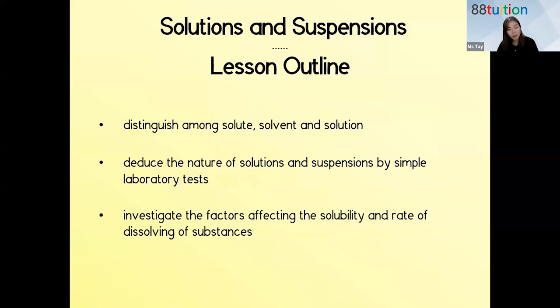Now you need to understand the terms solute, solvent, and solution. Each of them plays a different role when we come to mixing things together and forming something else. You also need to deduce the nature of solutions and suspension by simple lab tests. A very easy one is to use a torch. If you shine the torch onto the solution or suspension, you get different results.